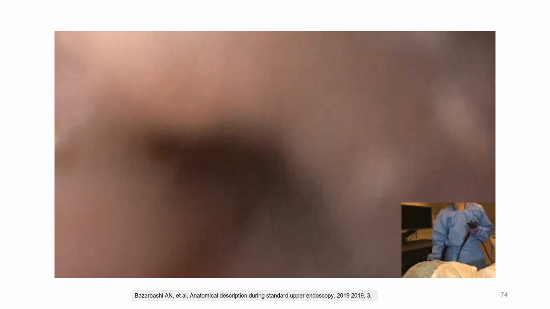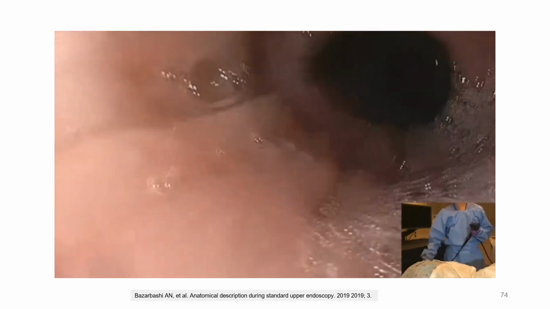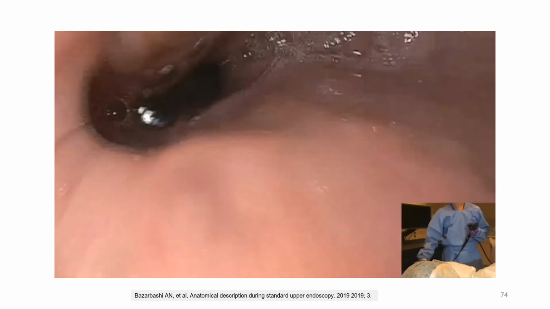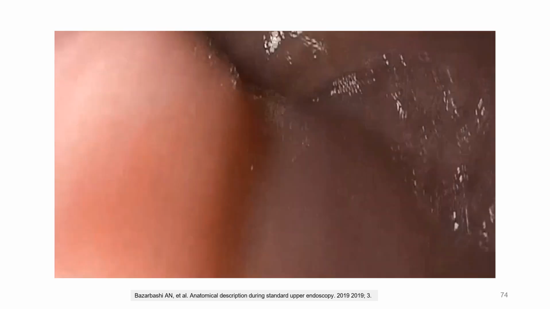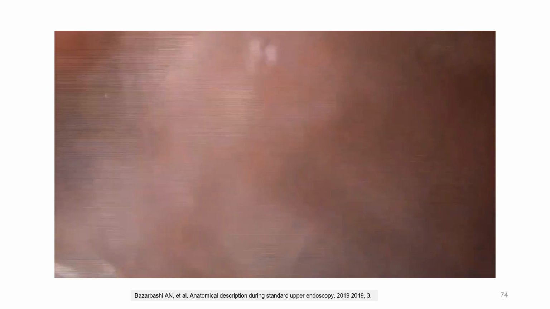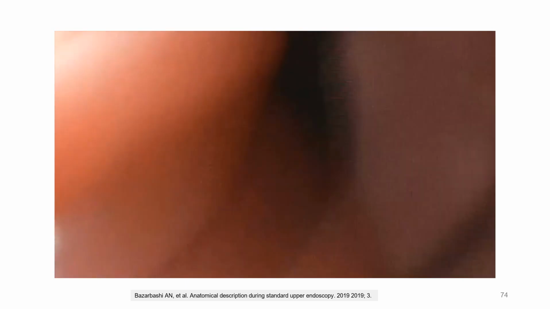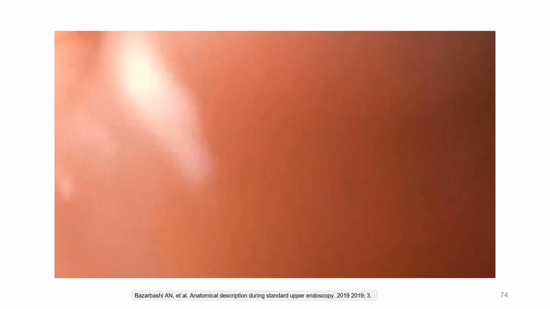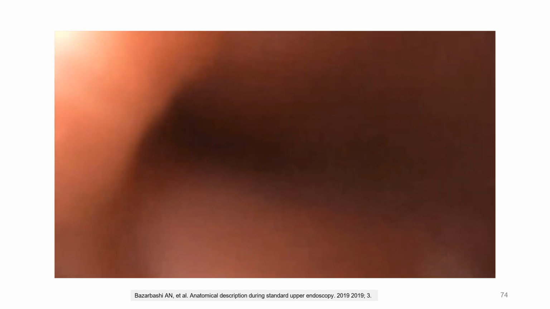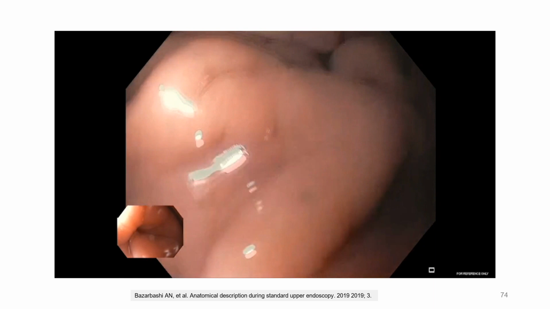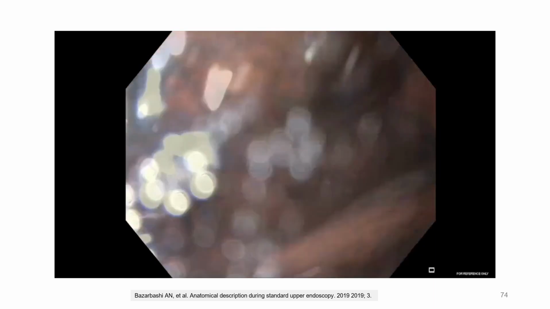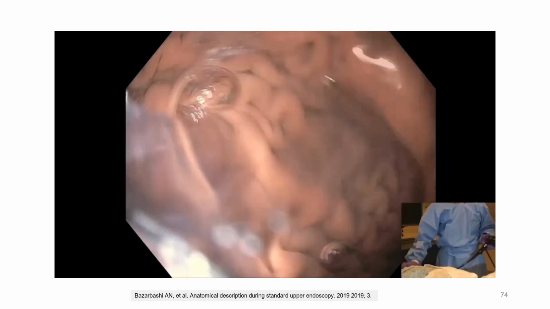With application of gentle pressure and insufflation, the scope should easily pass beyond the upper esophageal sphincter into the esophagus. The esophagus is approximately 25 centimeters in length, and the endoscopist should pay particular attention to the appearance of the mucosa for evidence of erythema, erosions, ulcerations, strictures, rings, webs, varices, or diverticula. For the purpose of this exam, we will examine the esophagus in more detail during scope withdrawal.